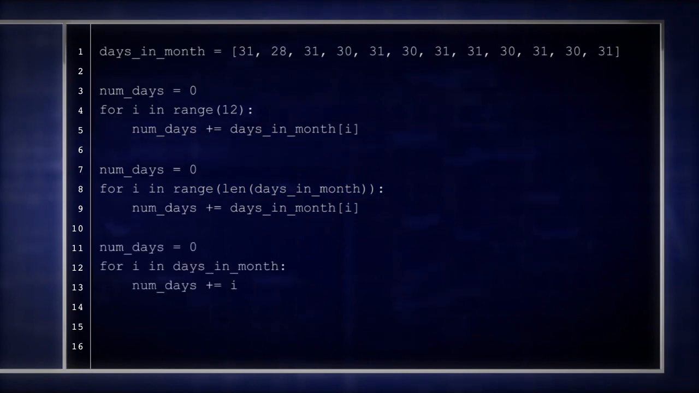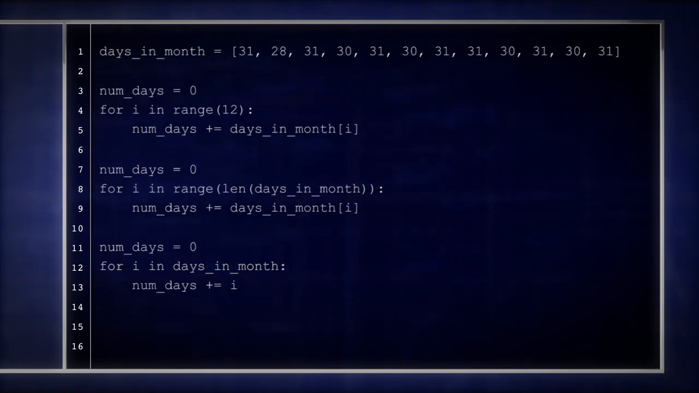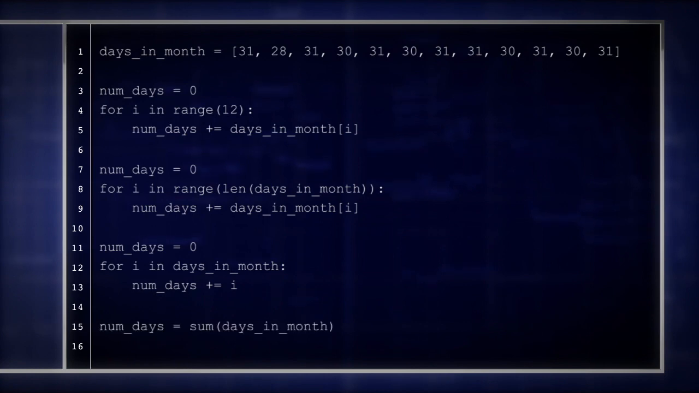A different option would be to actually loop through the different elements. In this case, we let i take on the values of the list elements by writing for i in days_in_month. And so we will add i to the sum each time. As an aside, since computing sums is a pretty common thing, there's actually a command in Python that will do this for us. We just call the sum command, putting the list into the parentheses.